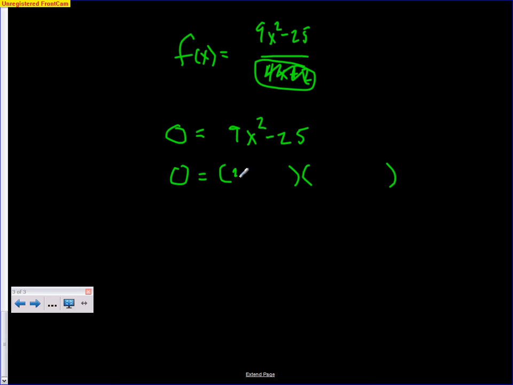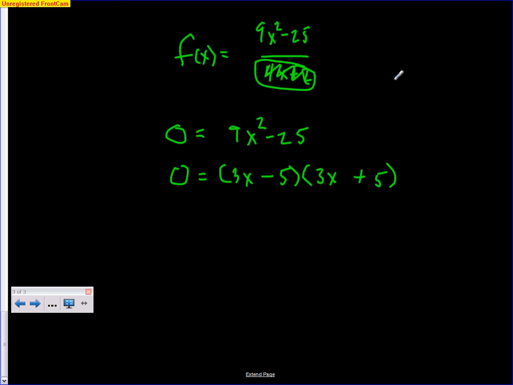9x squared would be a 3x and a 3x, making the 9x squared. 5 times 5 is a perfect square. That makes 25. But one's got to be a minus and one's got to be a plus. That way, the 15x on the outside and the negative 15x on the inside cancel and make no x's in the middle. So I get 3x minus 5 and 3x plus 5.